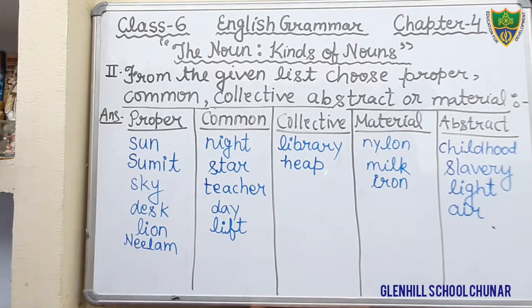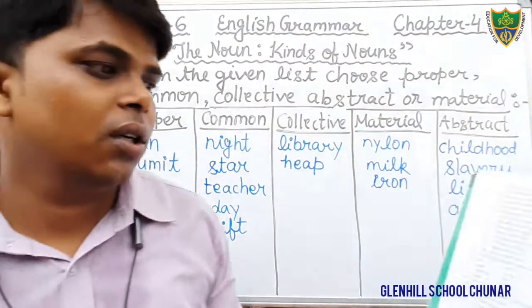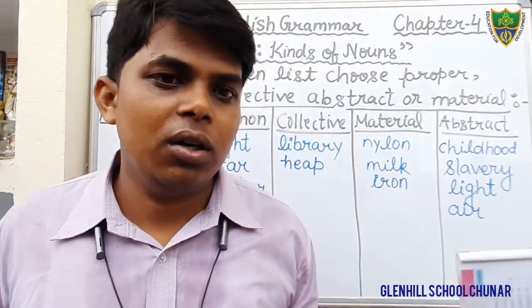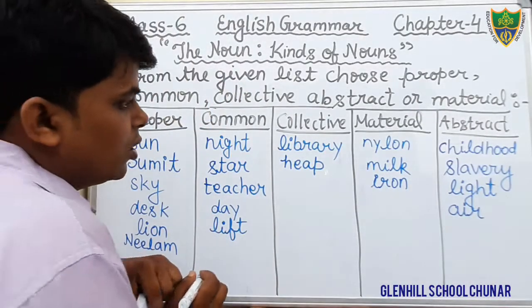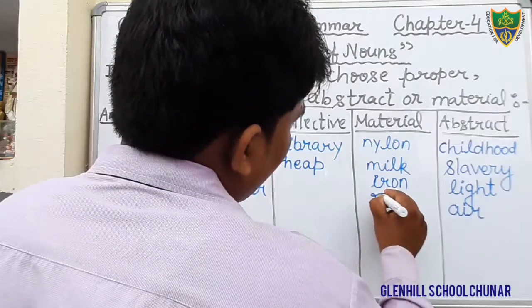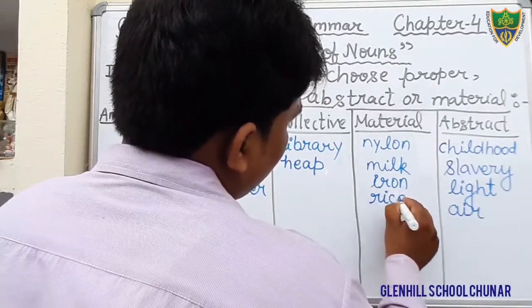Next, come to the next row. Fifth row, rice. Rice is a kind of material by which we can make so many things. So rice is material noun. R-I-C-E.